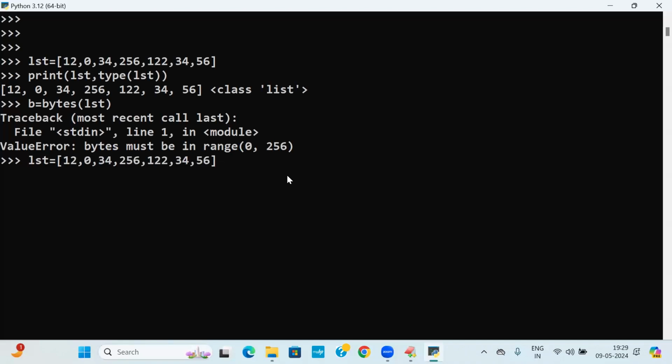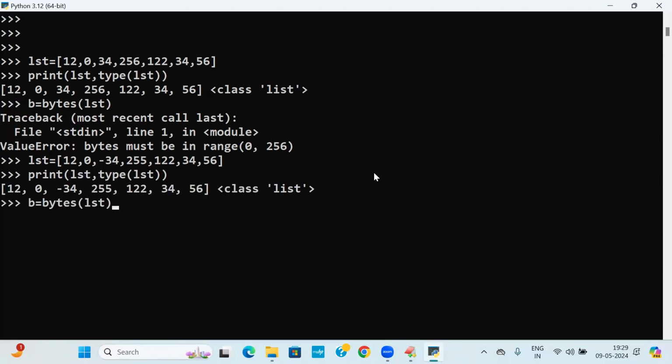One more question I am asking. Okay, 255. Now I'm taking minus 34. This is a LST. LST is allowed. Now I'm converting into bytes. Valid or invalid? Come on. Why invalid? Yes, it is allowed 0 to 256.